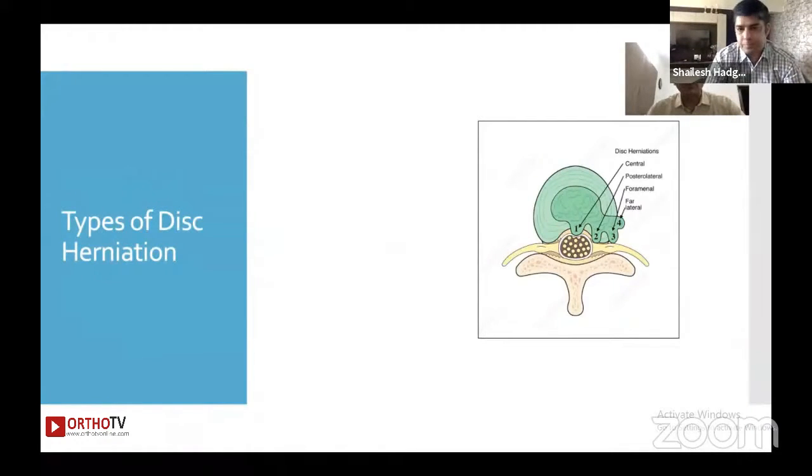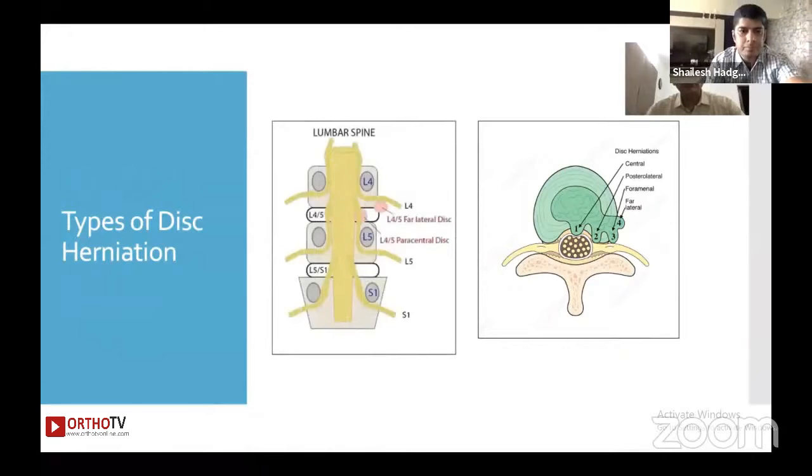So if we take an example of the L4-5 disc herniation, a standard paracentral or posterolateral herniation is likely to catch the traversing nerve root, which is the L5 in this case. Whereas if it is an extraforaminal or a far lateral disc, then that same L4-5 disc would catch the exiting nerve root, that is the L4 nerve root. These concepts are quite basic and need to be understood very well so that you can target the appropriate nerve while recommending any treatment to your patient.